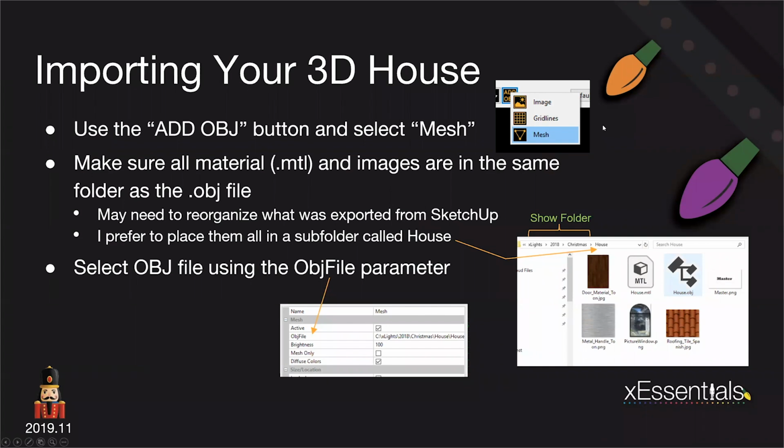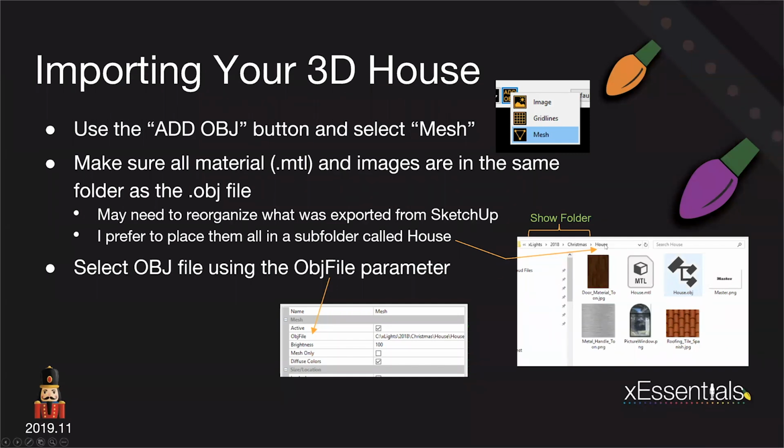So now I'm going to show you how to bring it into xLights. I'll just go over this slide real quick and then demonstrate it. To bring in the 3D object that you've exported from SketchUp, you're going to hit the same Add OBJ button that I used to add an image. When you export it, you're probably going to end up with the OBJ file and the material.mtl file in a folder with a subfolder containing your textures. For it to work right with the way we've coded it in xLights, you need to drop them all in the same folder.